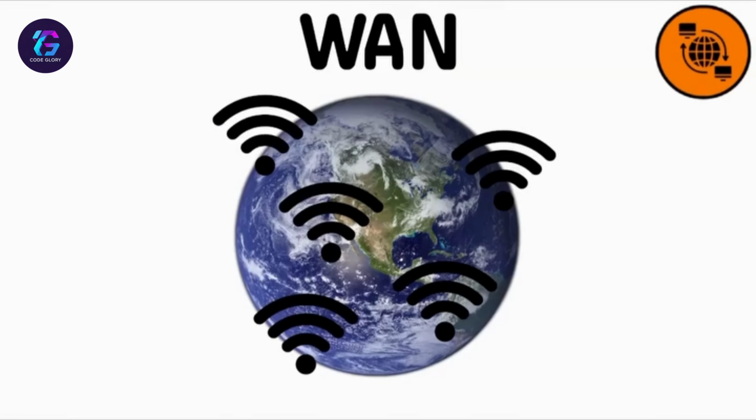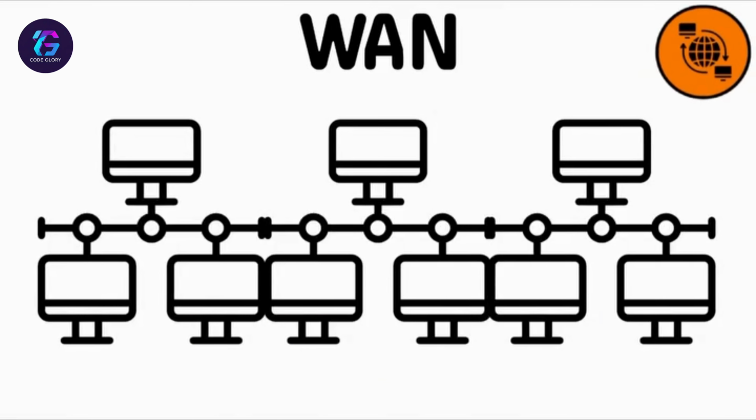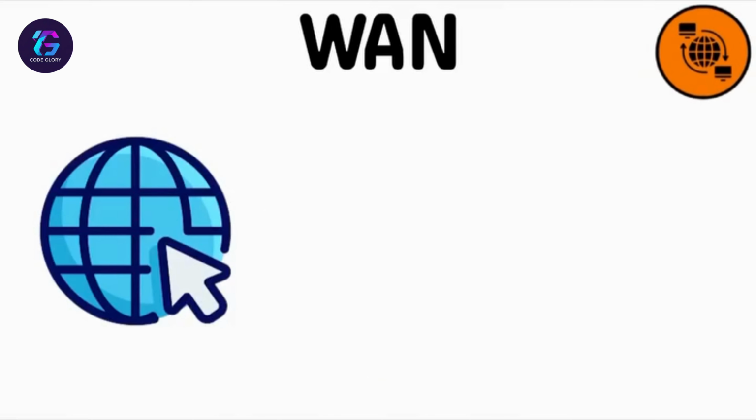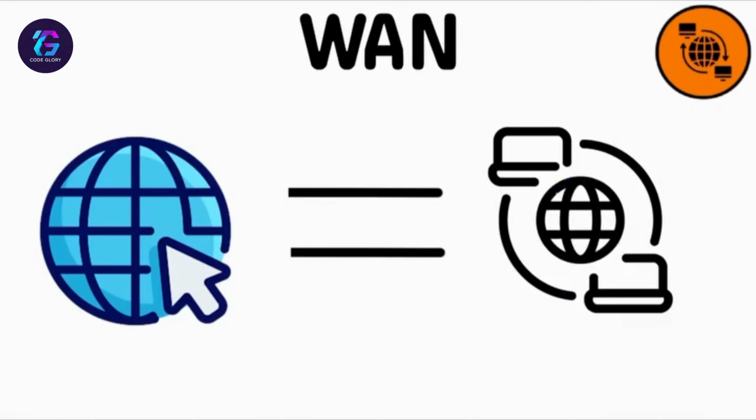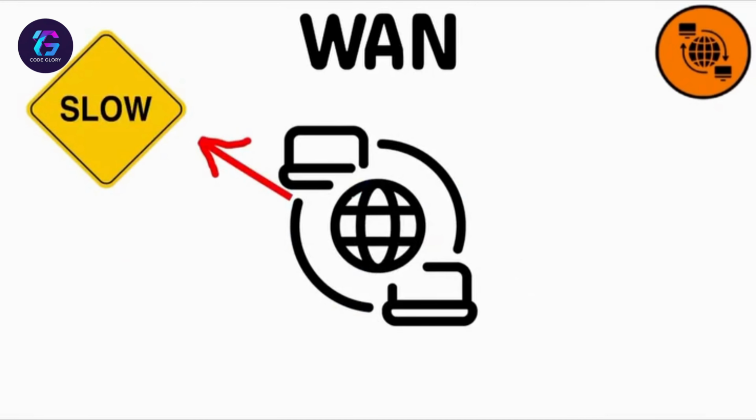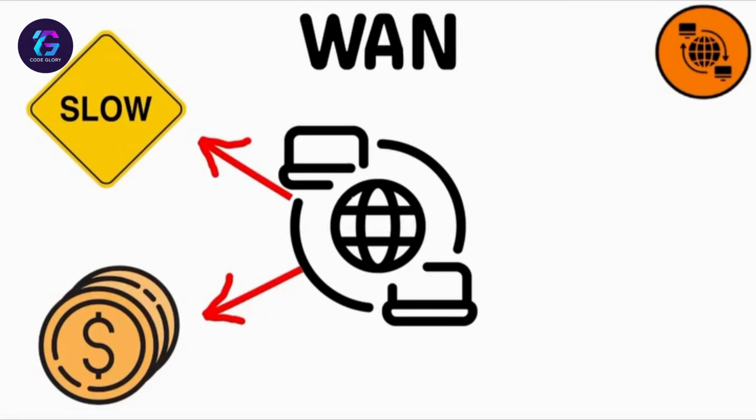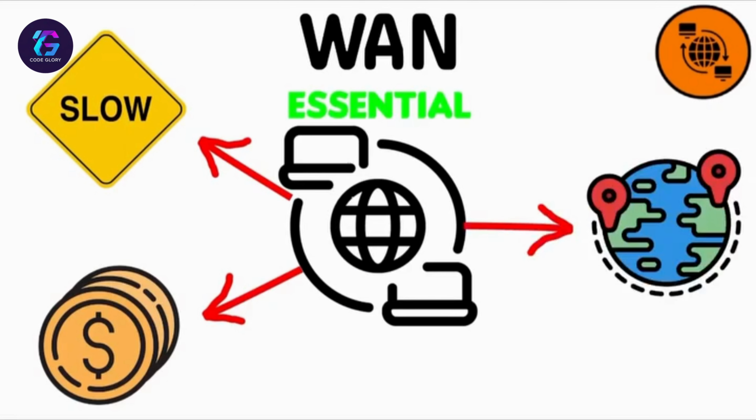A WAN is a network that spans a large geographic area, connecting multiple LANs, local area networks. The internet is the largest example of a WAN. WANs are typically slower and more expensive to maintain than LANs, but are essential for connecting devices across long distances.